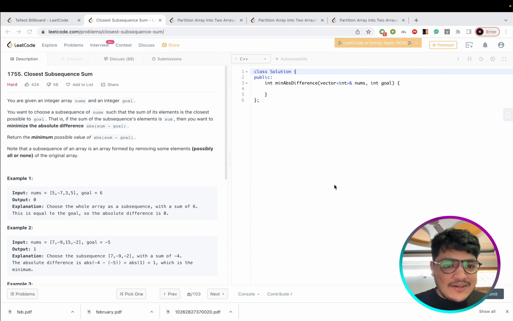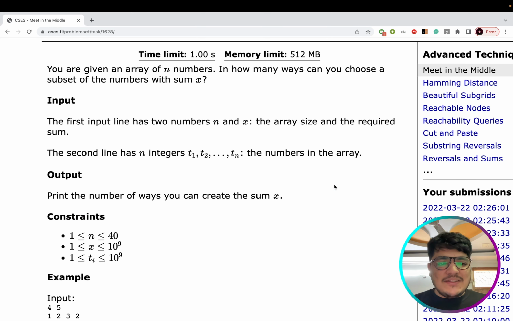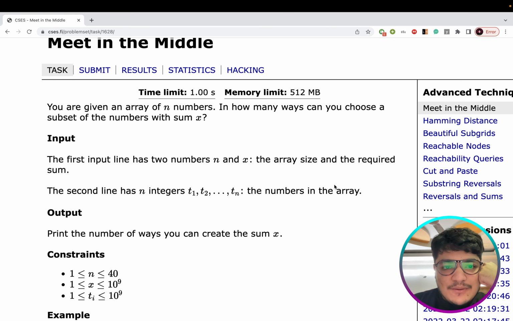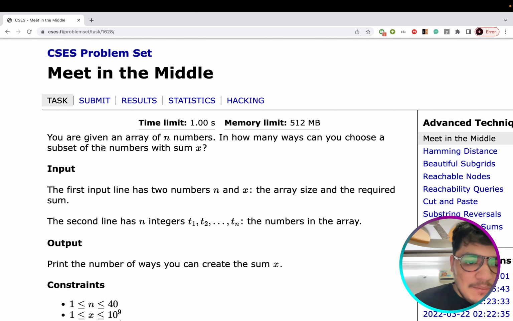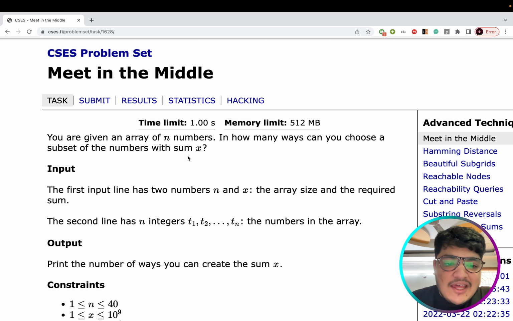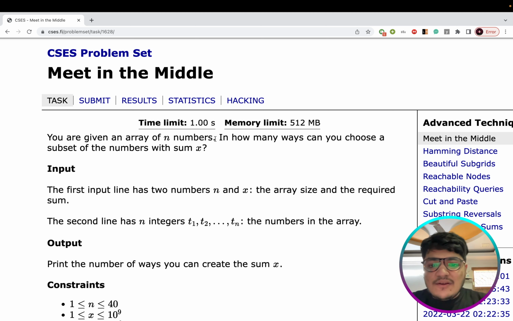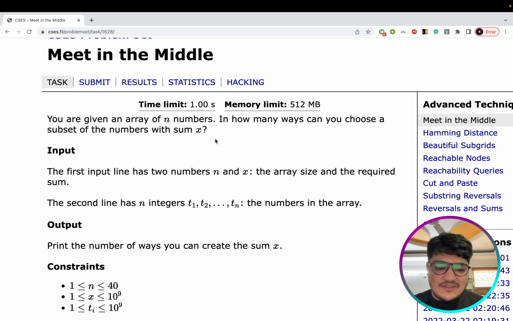So let's get started. First of all, I'm going to discuss this question. This is from the CSES problem set. Meet in the Middle is the problem name. You are given an array of n numbers, and you have to tell in how many ways you can choose a subset of the numbers with sum x.